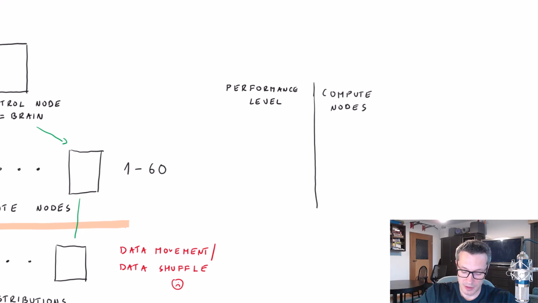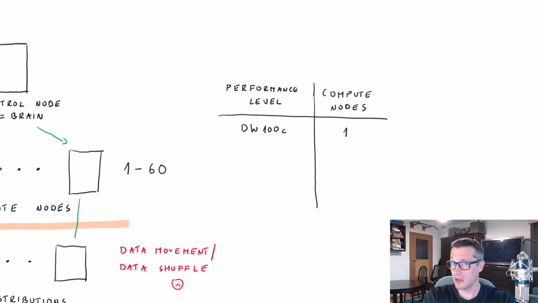All right. And now the cheapest option that you can choose has this nice name of DW100C. It explains everything, right? And as a result, you will get a single compute node. So very cheap, very slow version, but for training purposes, it might be fine.